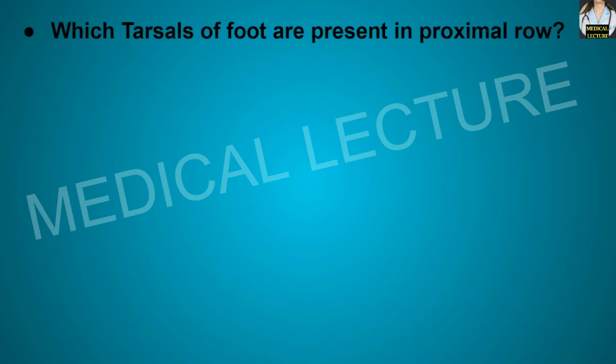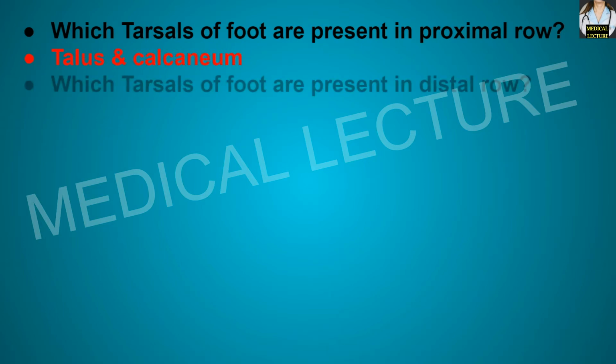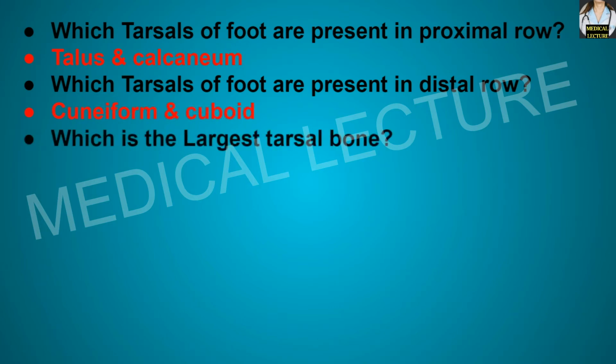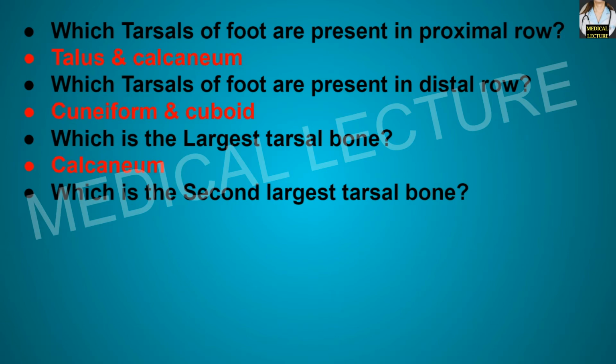Which tarsals of the foot are present in the proximal row? Talus and the calcaneum. Which tarsals of the foot are present in the distal row? Cuneiforms and the cuboid. Which is the largest tarsal bone? Calcaneum. Which is the second largest tarsal bone? So it is the talus.